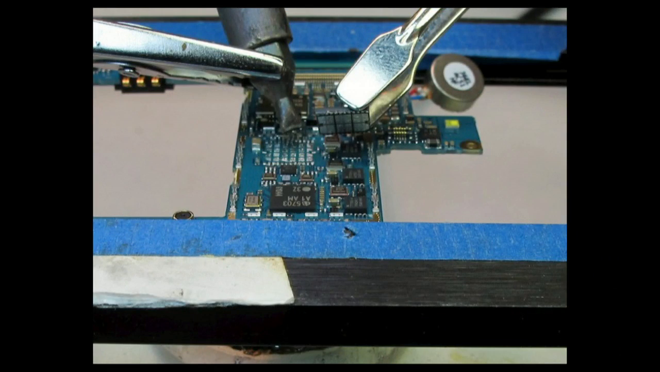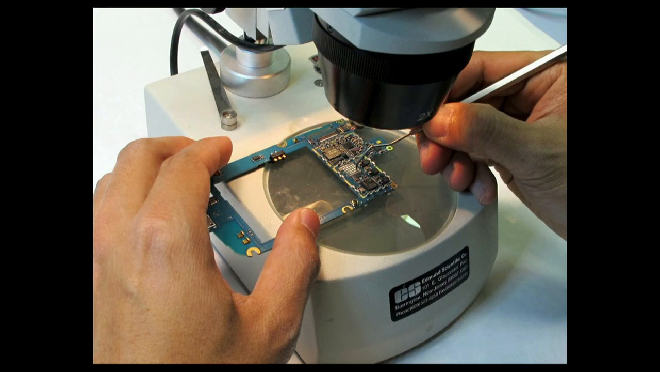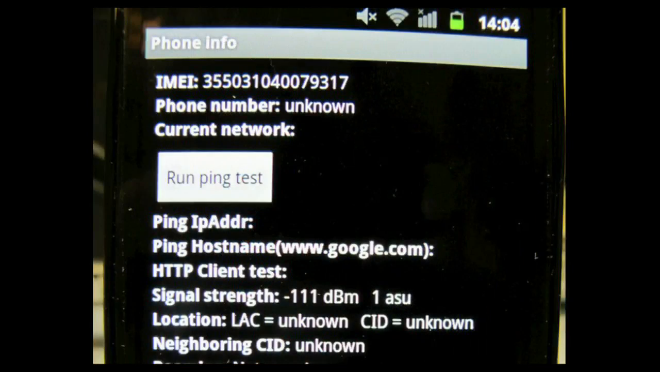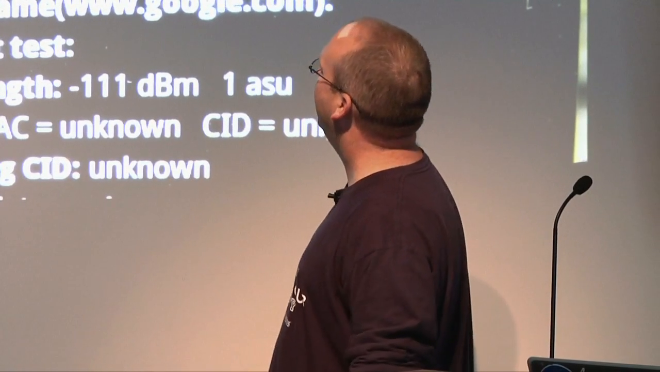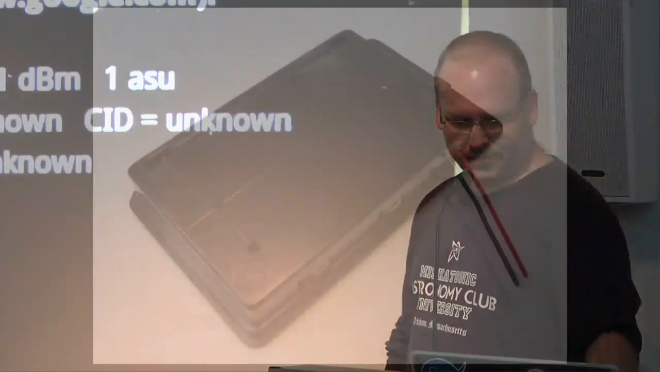And we got pretty good at it, to the point where you could pull it, clean it up under the microscope, and the phone is none the wiser, luckily. It just thinks it's sitting out in the middle of Nevada somewhere with no signal strength, and it just kind of quietly sits there not getting cell phone access.